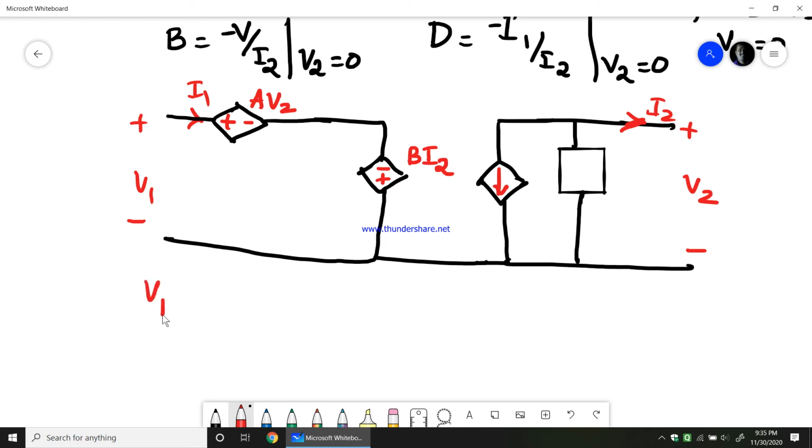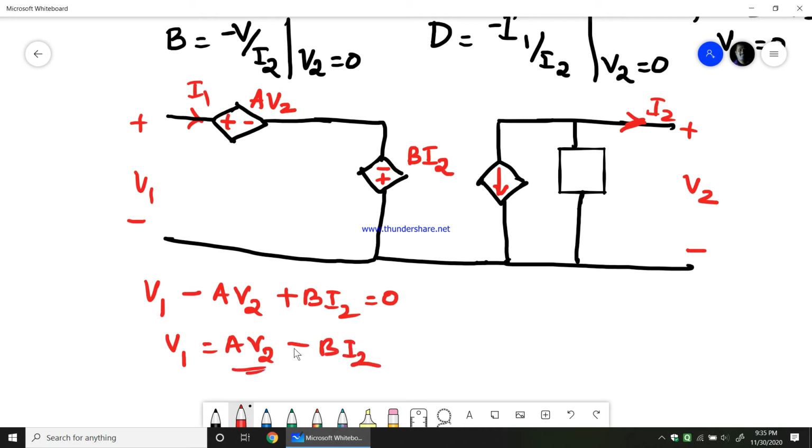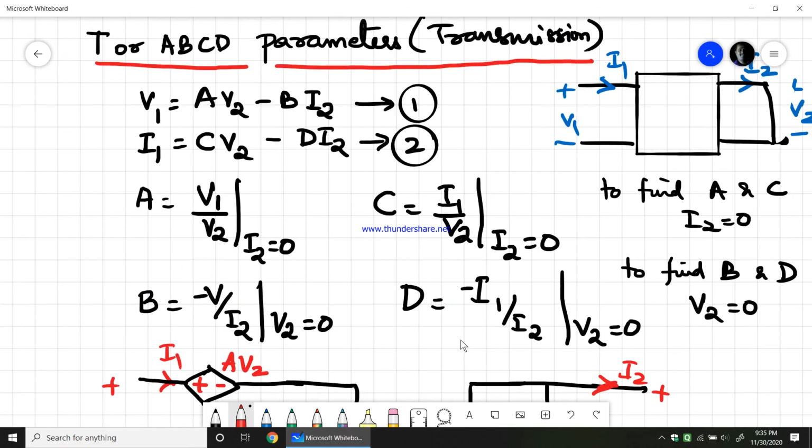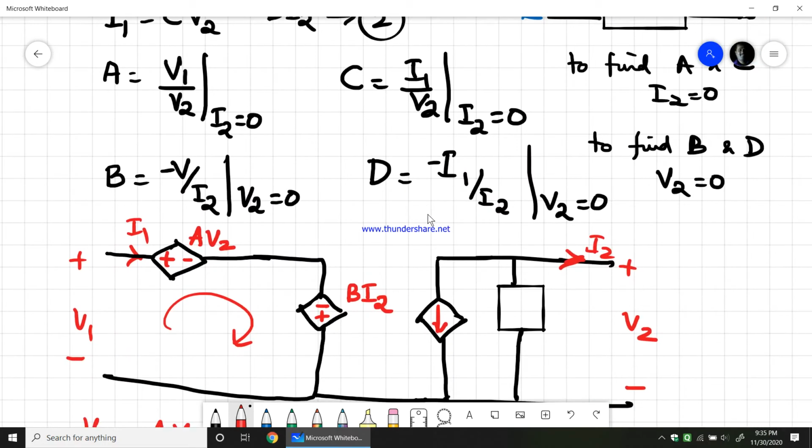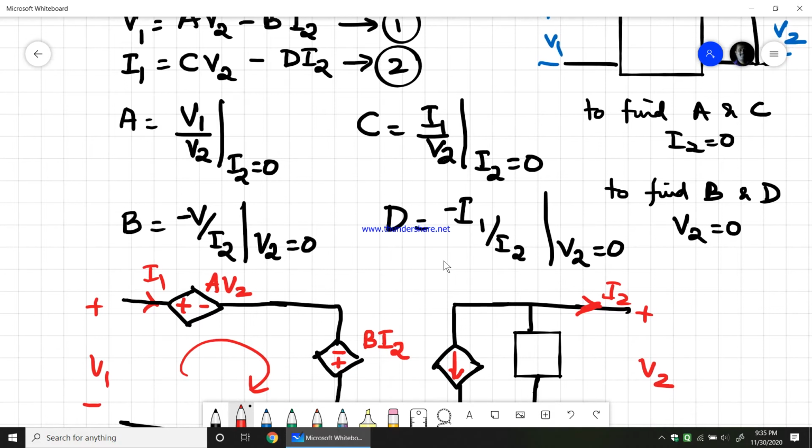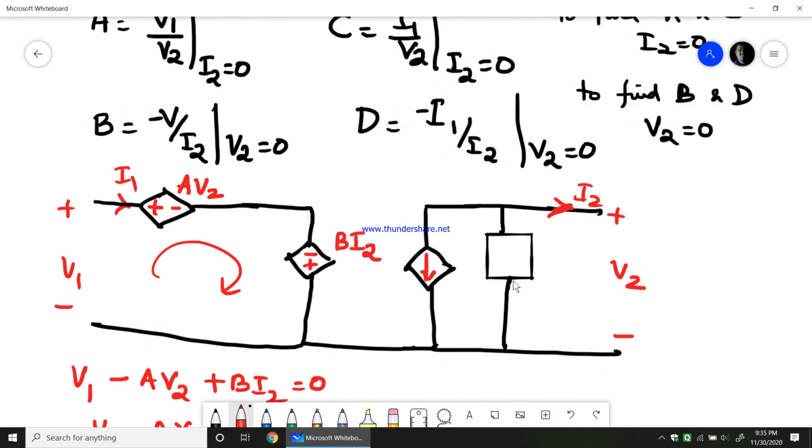So if I write the equation, V1 minus A into V2 plus B into I2 equals 0. Therefore V1 equals A into V2 minus B into I2. We got the first equation with this loop. Now coming to the next, I1 equals C into V2 minus D into I2.